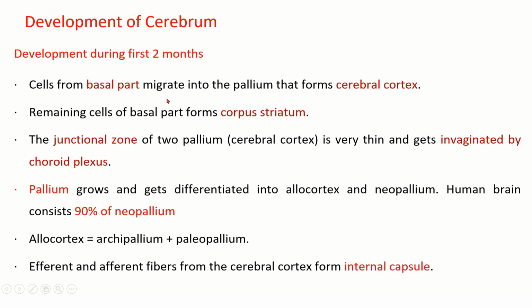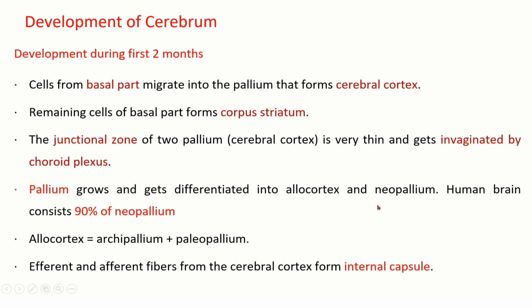So cells from the basal part migrate into the pallium that forms the cerebral cortex. Remaining cells of the basal part form the corpus striatum. So this corpus striatum will have the caudate nucleus, lentiform nucleus, claustrum, amygdala. The junctional zone of the two pallia, the cerebral cortex, is very thin and gets invaginated by choroid plexus forming the choroid fissure. The pallium grows and gets differentiated into allocortex and neopallium.